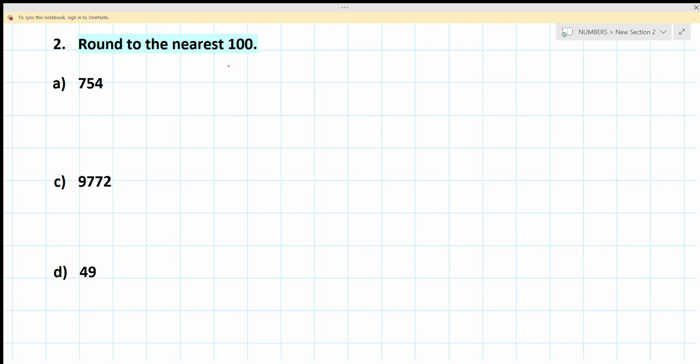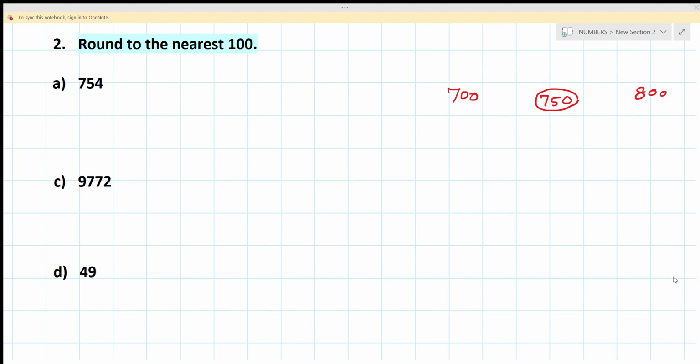So the first number is 754. What are the multiples? That is, the multiples of 100 which are closest to the given number: 700 and 800. As I told you, just write the mid number also so that we can find the multiples easily.